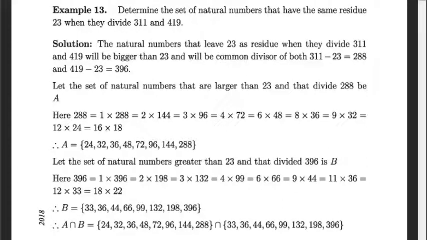Example 13. Determine the set of natural numbers that have the same residue 23 when they are divided into 311 and 419. Solution: the natural numbers that leave 23 when dividing 311 and 419 will be bigger than 23 and will be a common divisor of both.